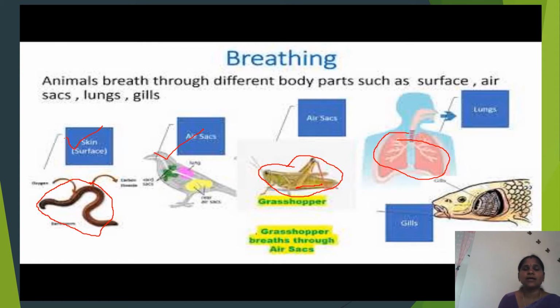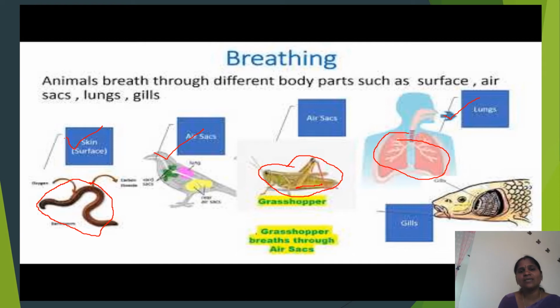It will take air through the lungs. So the humans and some of the animals will breathe through the lungs. Even cows, buffaloes, horse, tiger or lion. Such kind of animals all will breathe through the lungs. And some of the animals like fish, prawn, such kind of animals, even tadpoles.